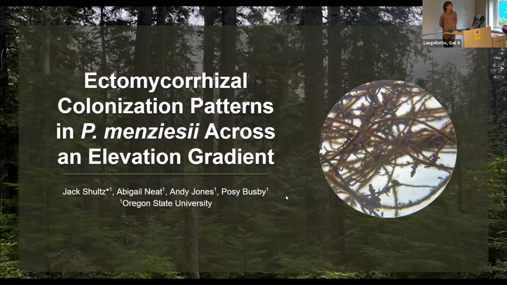Y'all, Jack Schultz. I'm an undergraduate in Dr. Busby's lab, where my work focuses on plant-fungal interactions below ground, specifically that between the plant Pseudotsuga menziesii, Douglas fir, and the ectomycorrhizal fungi species, specifically the presence of this mutualism along an elevation gradient. This work is part of a bigger project being done by graduate student Abigail Neat within Dr. Busby's lab.